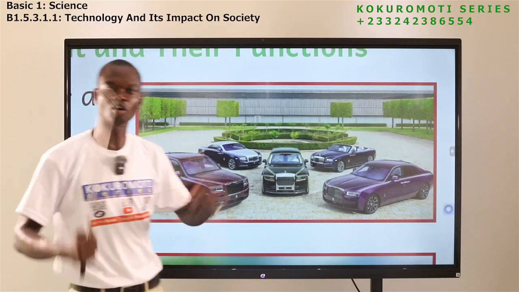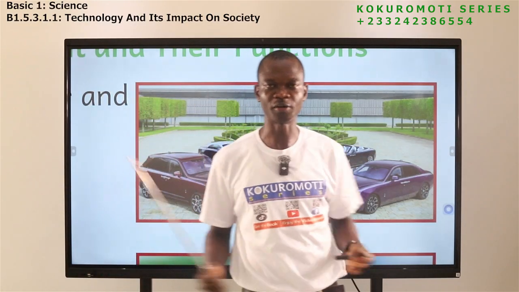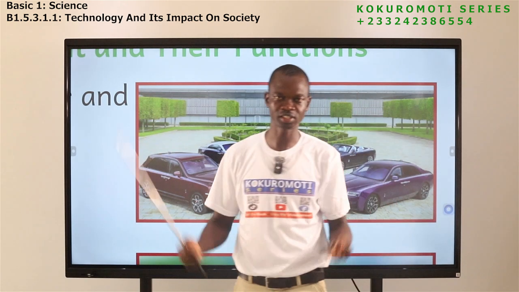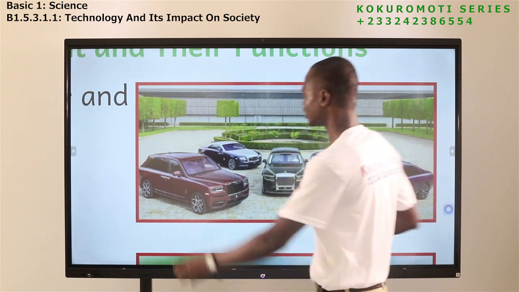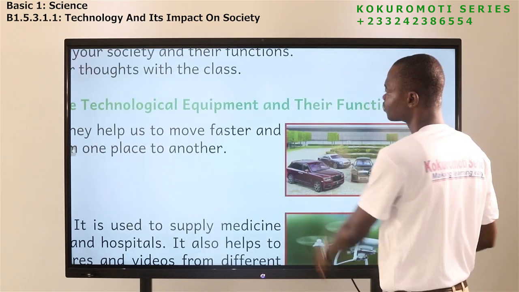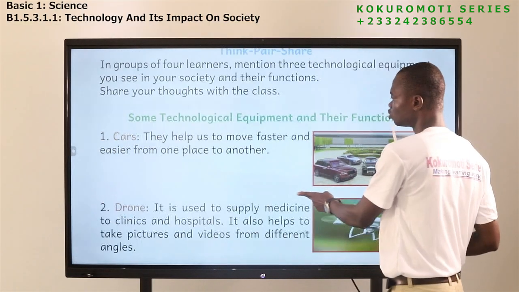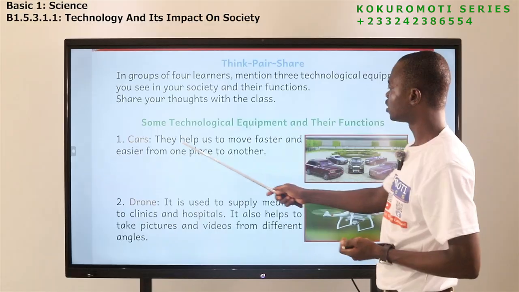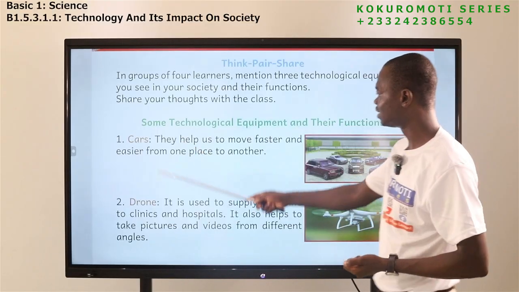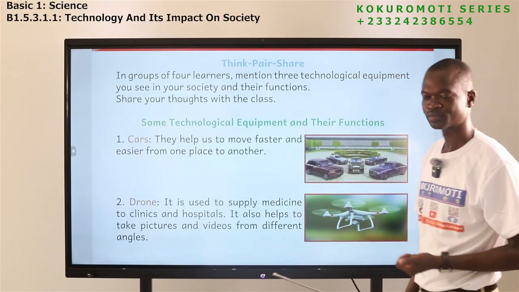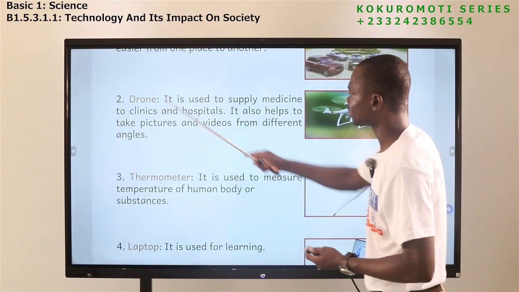So cars are part of what? Technological devices. Okay, so we use car. What do you use car for? If you want to move from one place to another place, car will help you to do that faster. So they help us to move faster and easier from one place to another. Okay, the next technological device is what?